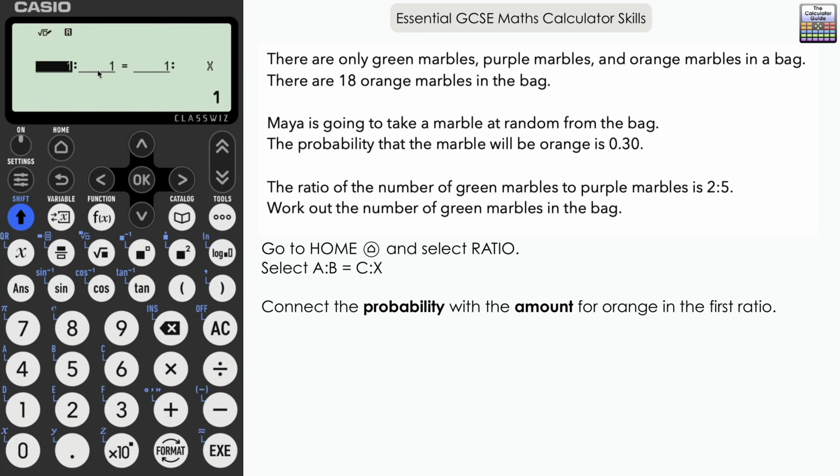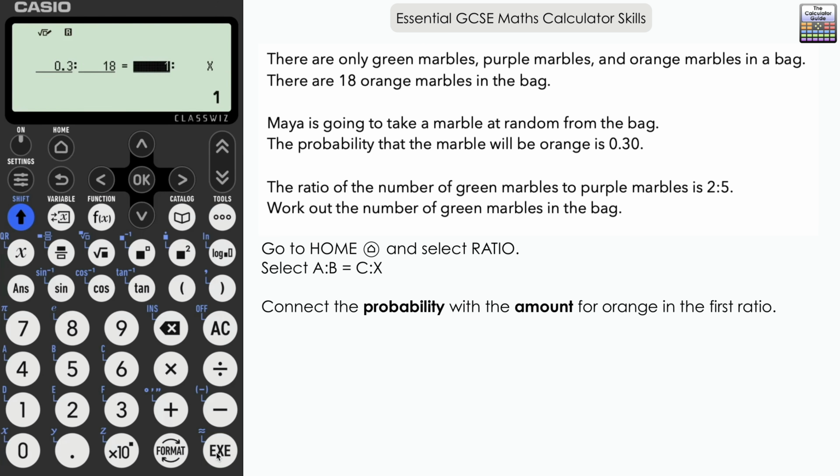Now what we want to input in the known ratio here is we want to connect the amount with the probability. So we're going to have the probability first and the amount that represents. So here we've got 0.30, so 0.3 is the probability, which connects to 18.